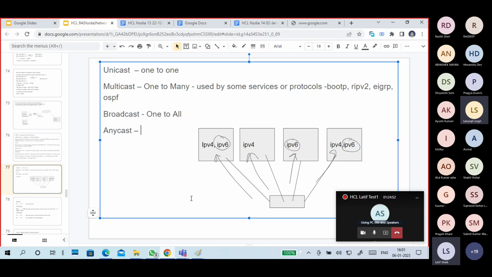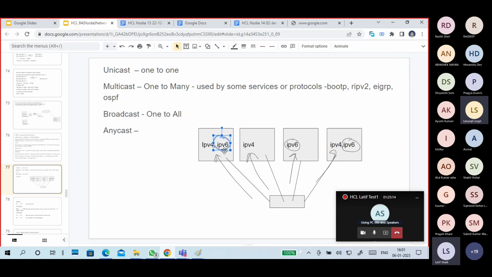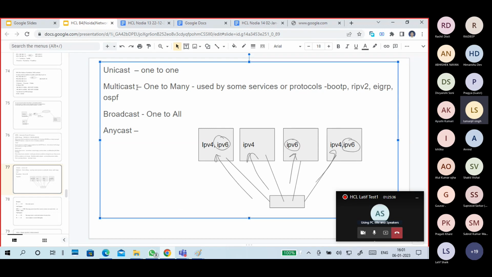Anycast means some server or device sends an IPv6 Anycast message. Where IPv6 is there, only those devices will receive. IPv6 is here, here, and here, so these three devices will receive. This device doesn't receive any Anycast message. So what is the major difference between multicast and broadcast? Multicast goes to specific devices or specific protocol enabled devices, meaning a particular type of communication or service. It does multicasting, not to everyone.